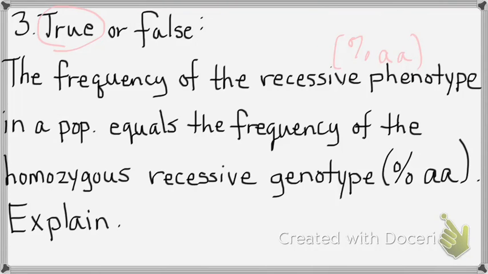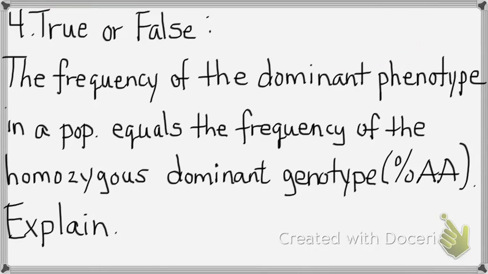Okay, check out number 4, similar but different. Does anybody see what's different about number 4? Yeah, on number 4, it's dominant. All they did was change one word. It says the frequency of the dominant phenotype. How many people are dominant, with brown eyes or green eyes, in a population equals homozygous dominant genotype, percent big A.